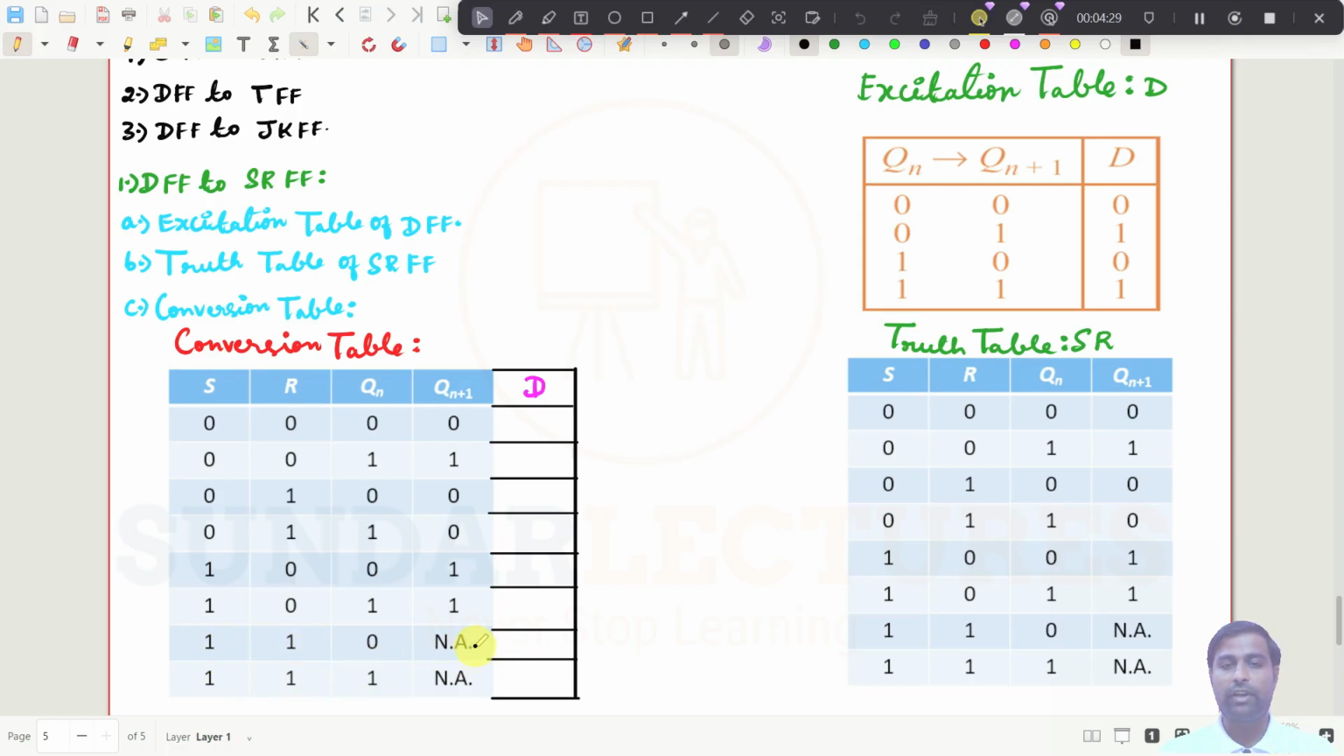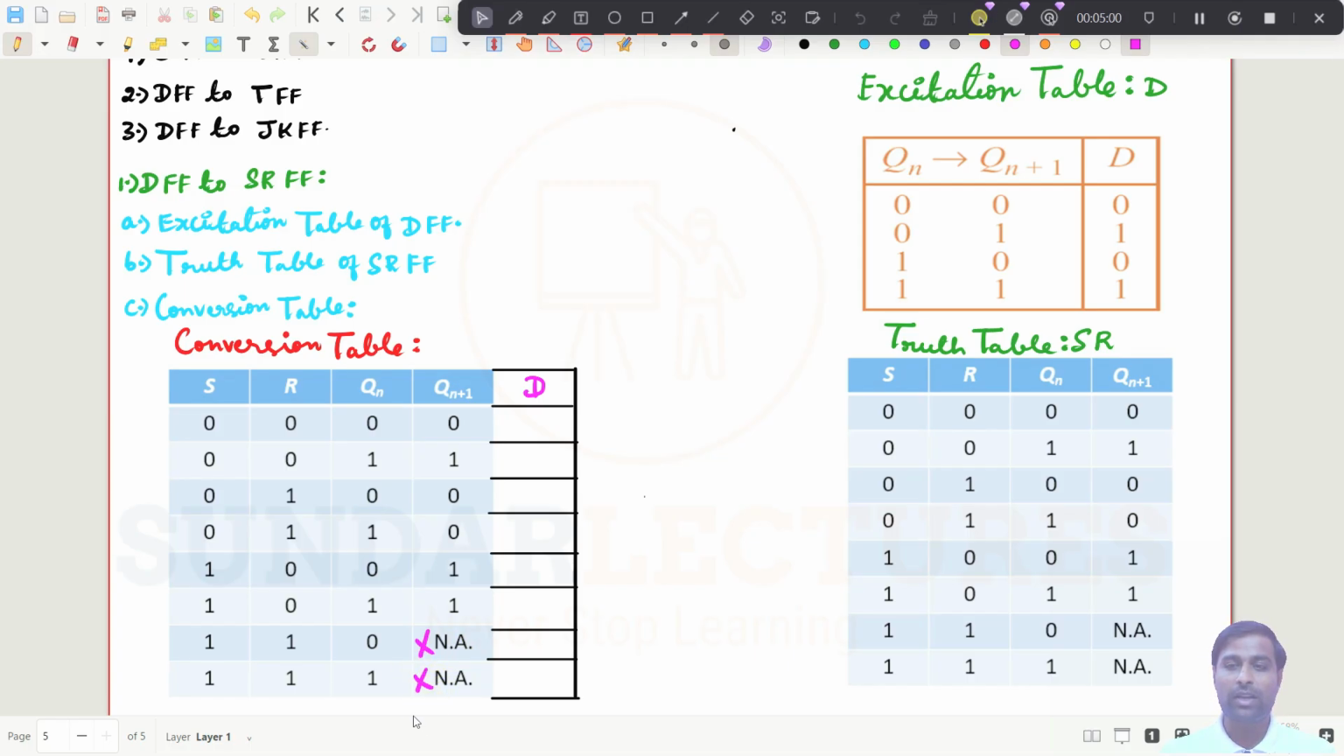So we would have written it as not applicable in the truth table, but here, while converting any flip-flop to SR application, that means we are going to use that D flip-flop as an SR flip-flop. So instead of this not applicable stage, what we can do here is just put X here, X here. That means it can be anything.